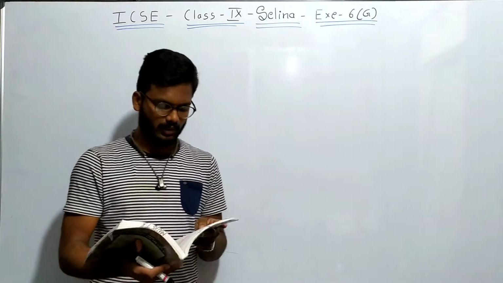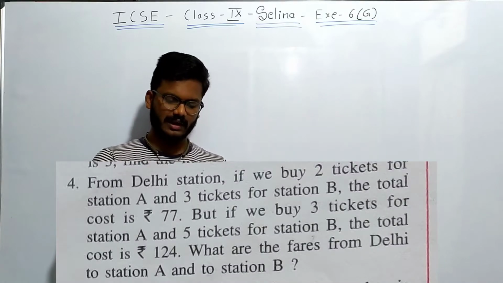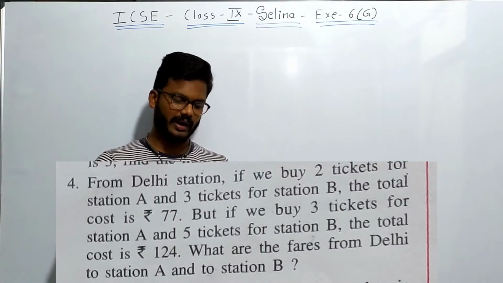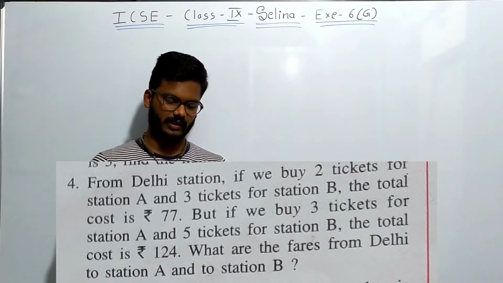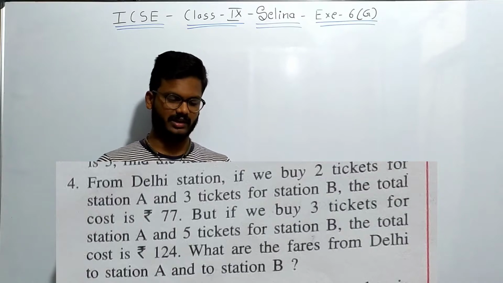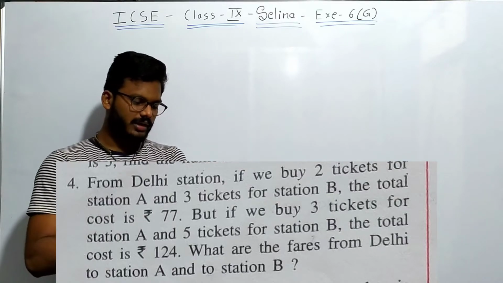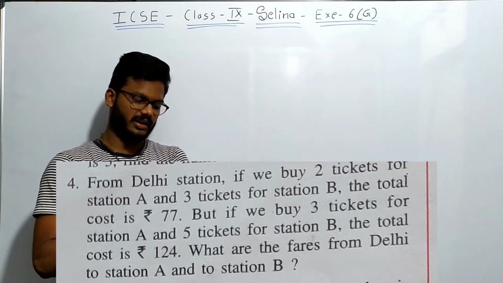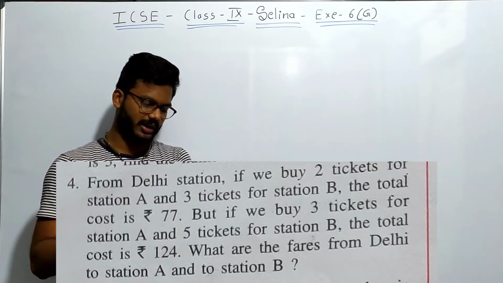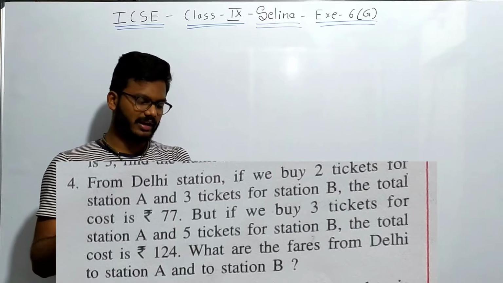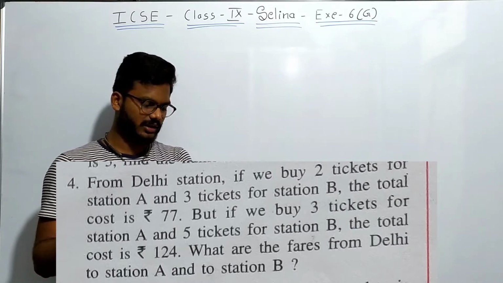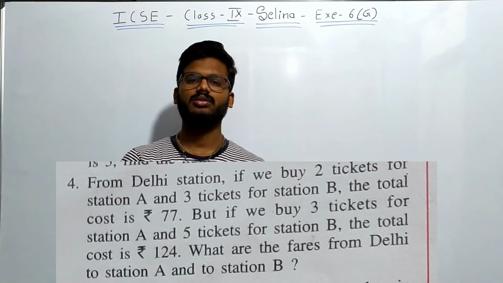See, first, fourth problem. From Delhi station, if you buy 2 tickets for station A and 3 tickets for station B, the total cost is Rs 77. But if you buy 3 tickets for station A and 5 tickets for station B, the total cost is 124. What are the fares from Delhi to station A and to station B?